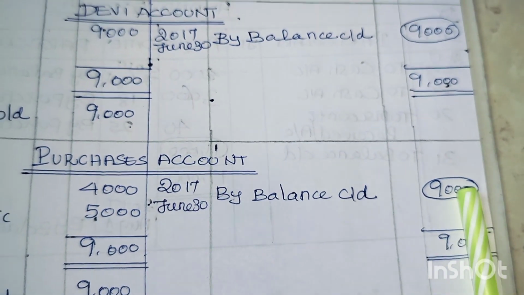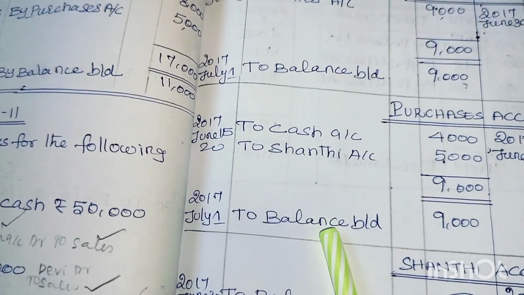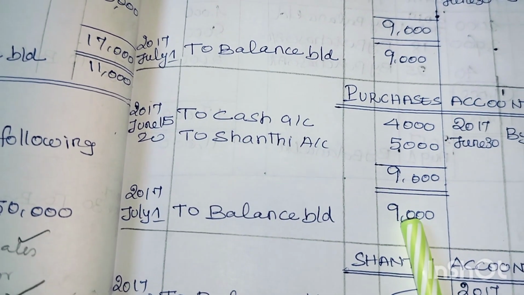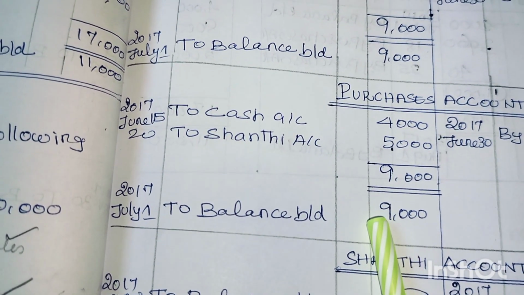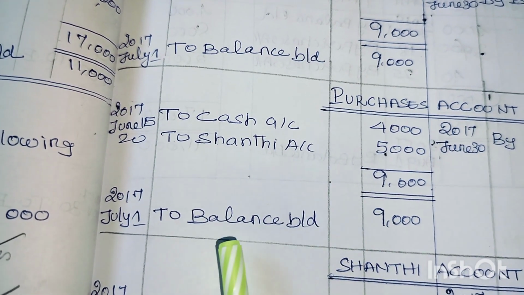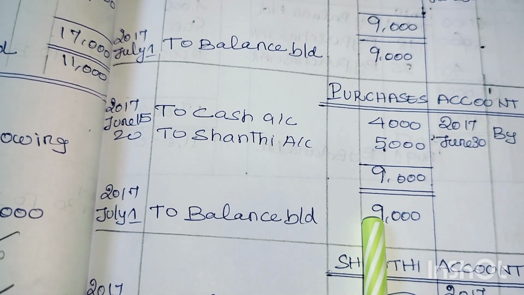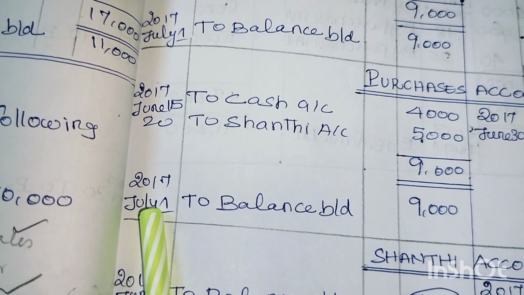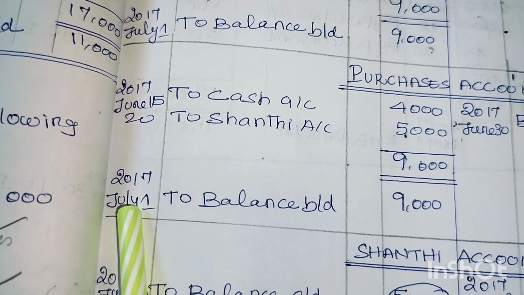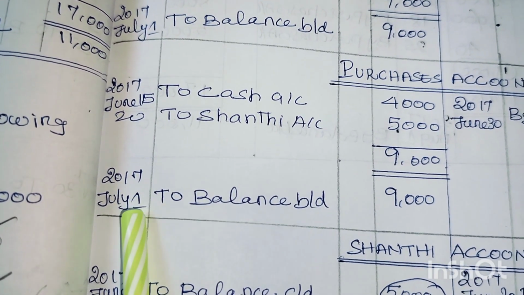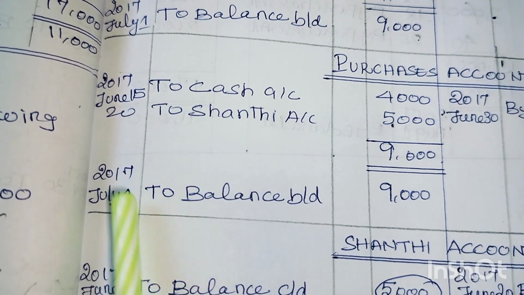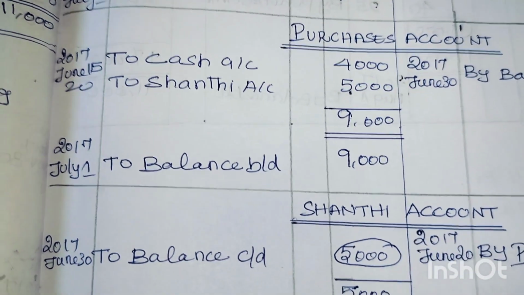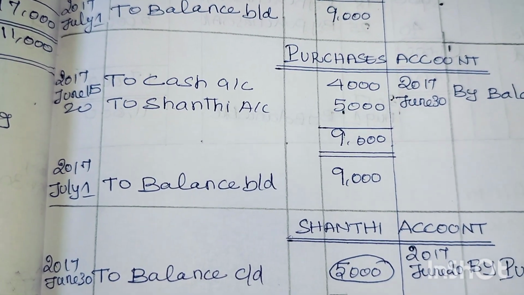Then we carry that 9,000 rupees to be brought down on the opposite side, below the total. We have to enter below the total. So this is the difference amount we entered below the total. Okay, balance brought down is to be entered against the difference, and in the date column we have to enter the first day of the next accounting period. July 1 is the first day of the next accounting period, we entered. So balance brought down is the opening balance of the purchases account. We posted the purchases account on the ledger.